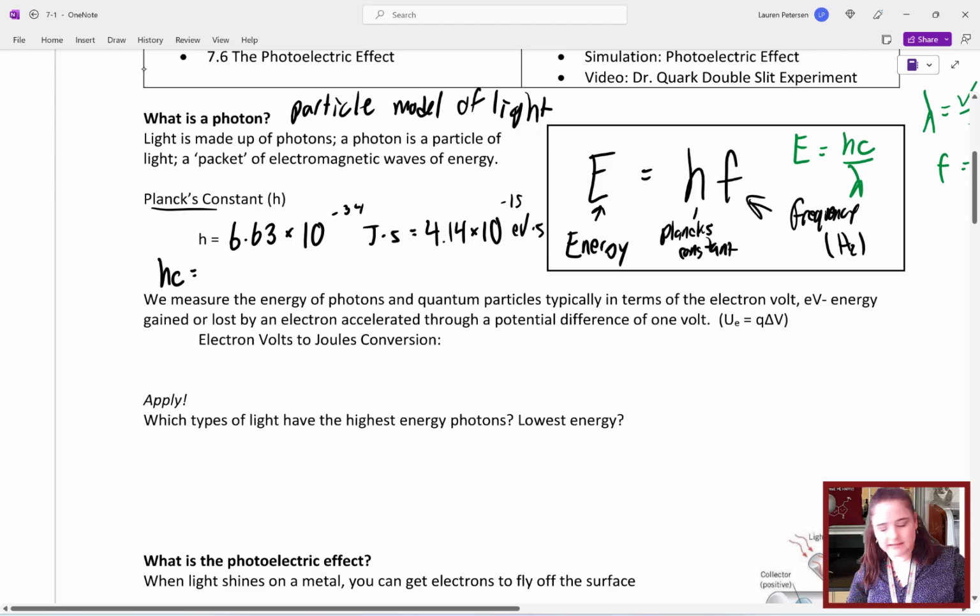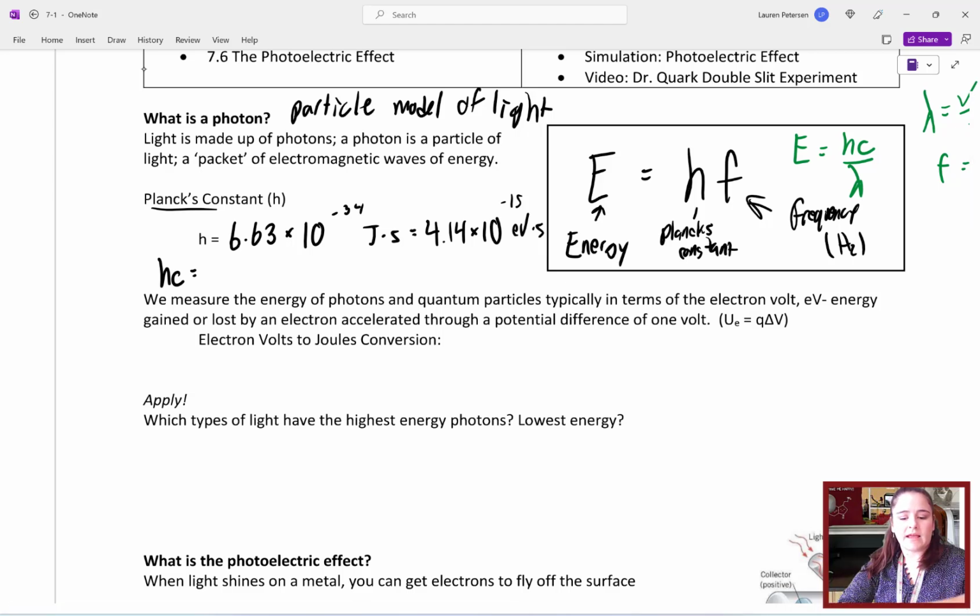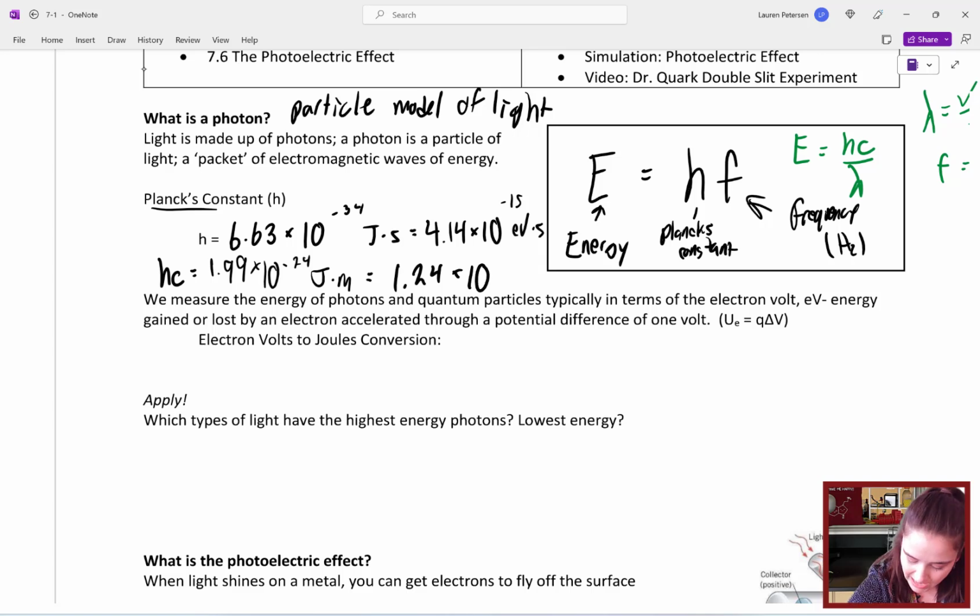So Planck's constant times the speed of light is equal to 1.99 times 10 to the negative 25th joule meters. And then for using that form of the equation, they actually do it in electron volts and nanometers, since when we're talking about the wavelengths of light, we're typically on the order of nanometers. And that is 1.24 times 10 to the third electron volt nanometers.